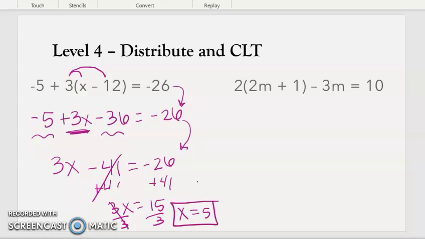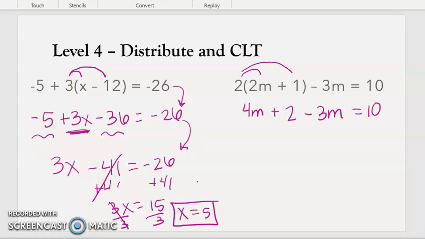Perfection. Okay? So pause and try to do the right one on your own. If not, watch when I do it. Okay? Step 1, I'm going to distribute. 2 times 2 would be 4m. 2 times 1 would be a +2. And then I just bring everything else down.